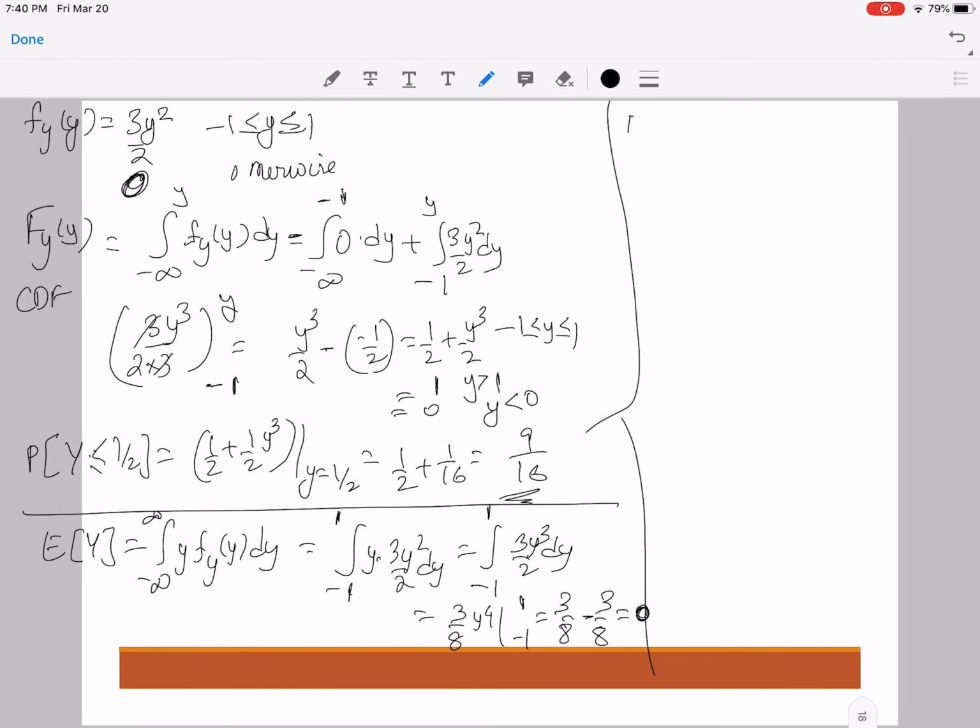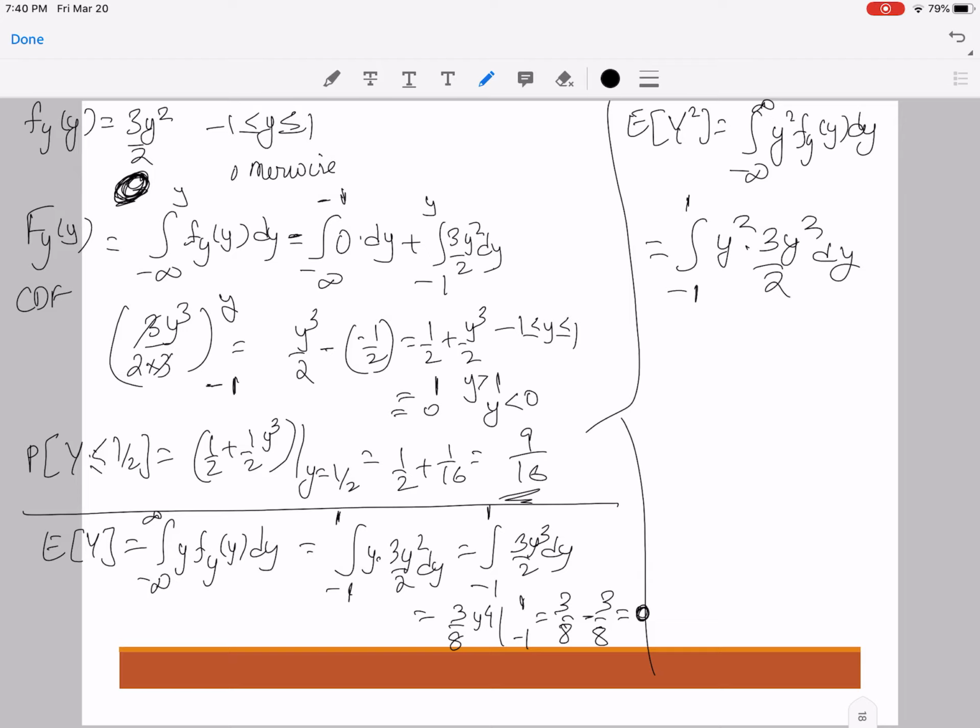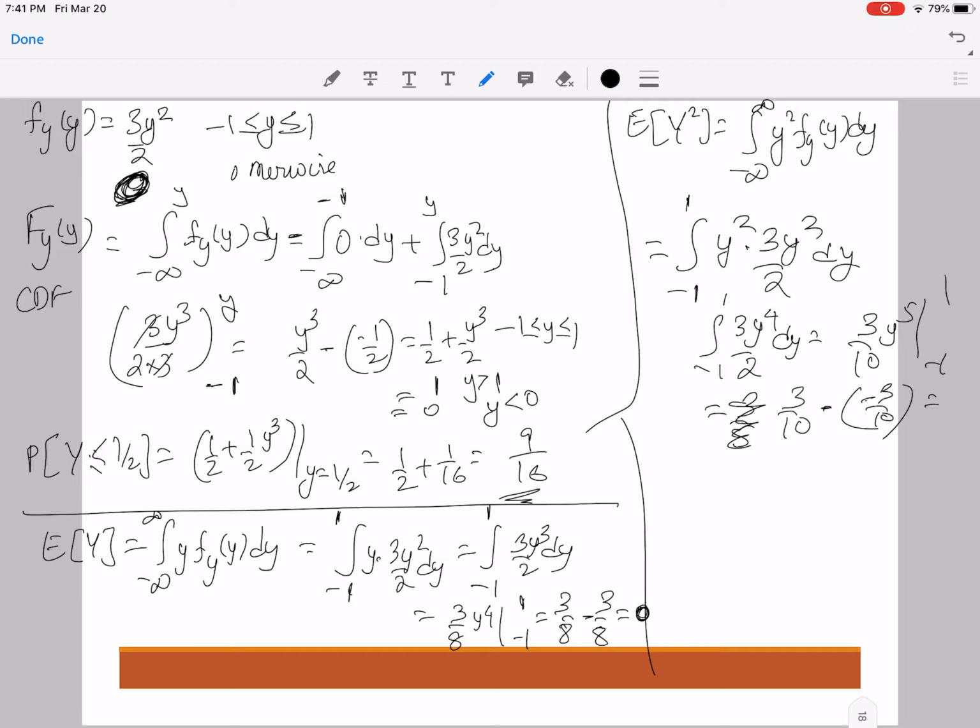Next, I need to get the second moment, which is the expected value of y squared. That's obtained by integrating from -∞ to infinity y squared times f of y dy. From -∞ to -1, this PDF is 0, but it is non-zero only for -1 to 1. So I have this form right here. When I solve it a little bit more, I get 3 over 10 y to the 5 from -1 to 1. When y is 1, it's equal to 3 over 10. When y is -1, it's -3 over 10, which gives me my second moment as 3 over 5.